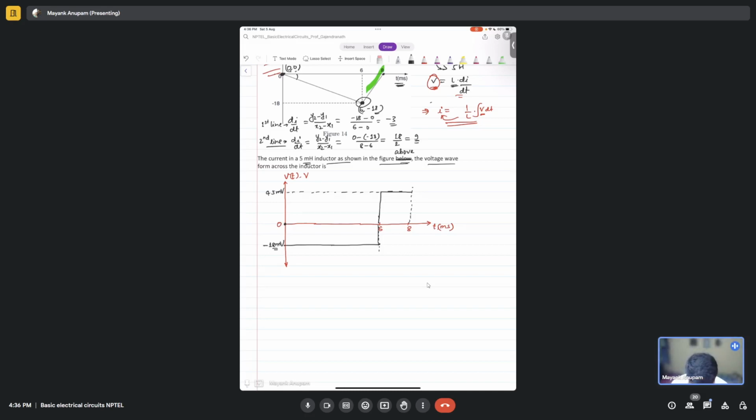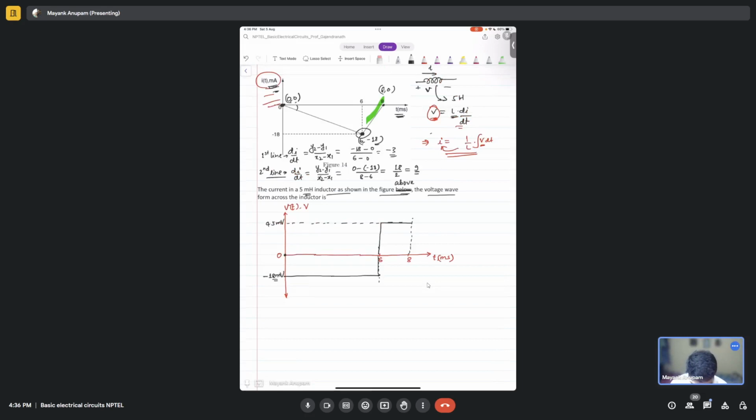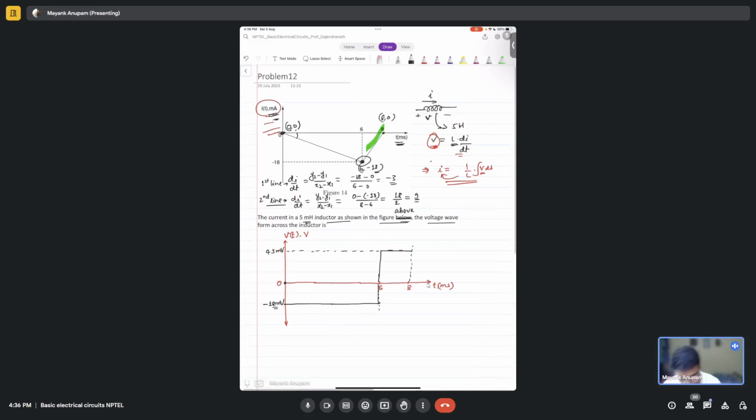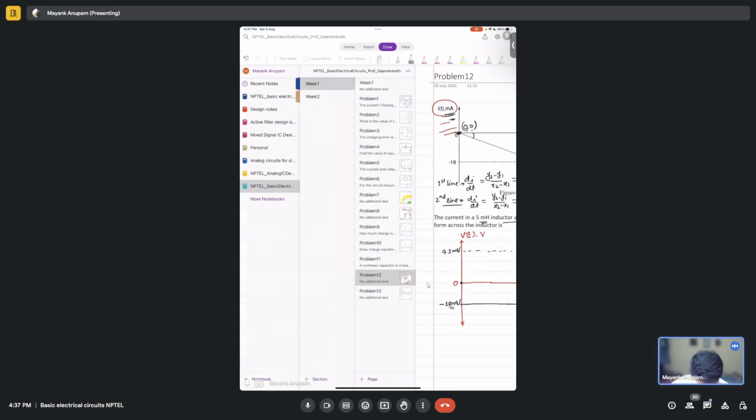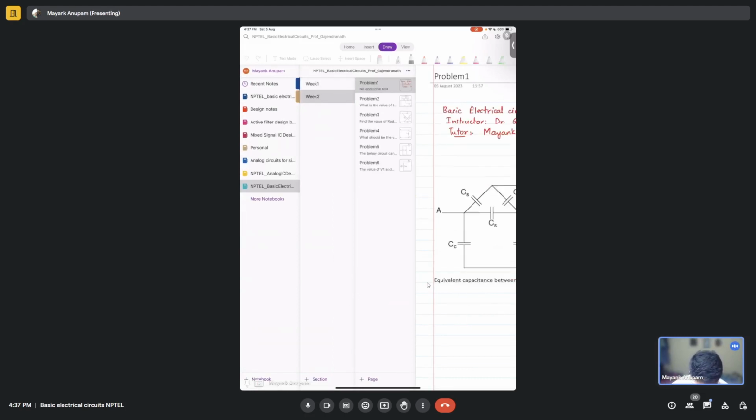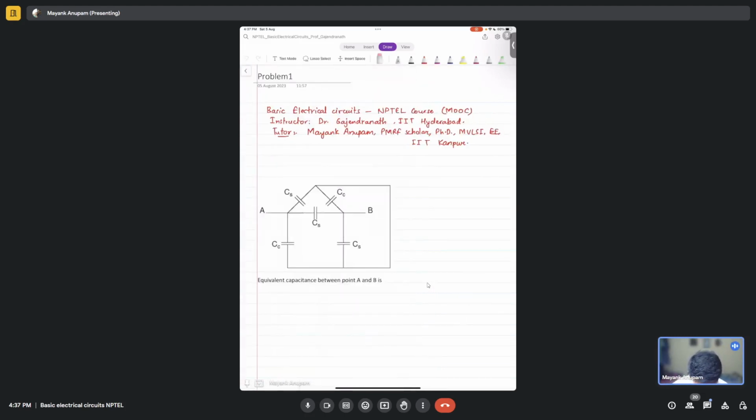So this is okay, right? You understood how to do it. You just have to use this particular equation here, the characteristic equation of an inductor. Fine. So let's move to some of the questions which I planned for this week. Let's do this quickly.